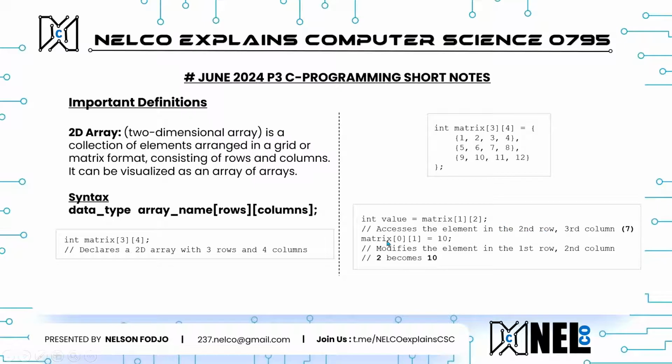Good. So to change element 2, we are going to say the element at index 0 for the row and index 1 for the column, which is the first row and the second column. Here is the first row, here is the second column. And now, as you can see, we have put an equal sign and we have assigned that value to 10. That means where we see 2, we are going to replace it with 10. So that's how you change elements in a two-dimensional array.